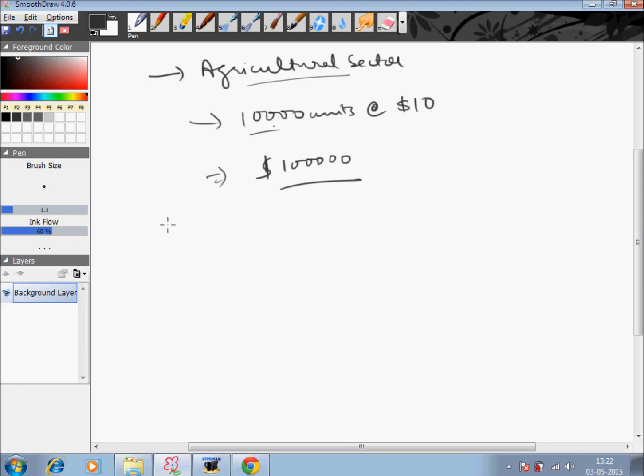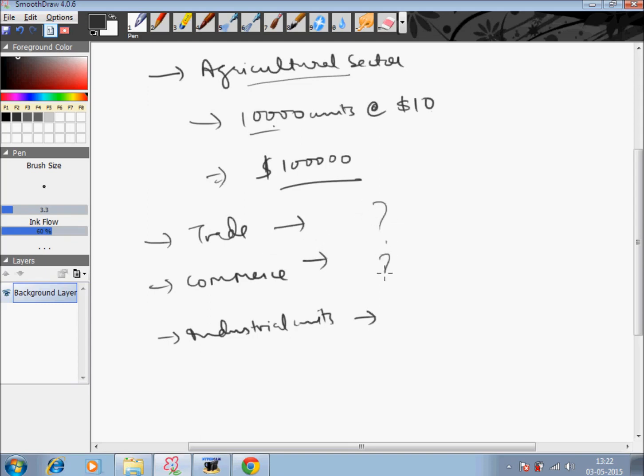And similarly, we get this data for every sector, for example trade, commerce, and industrial units. We multiply the units with the market price of each unit and we get this data. And in order to get the gross output, the gross value, we add all the sectoral data. So we get the gross value. This is one method.